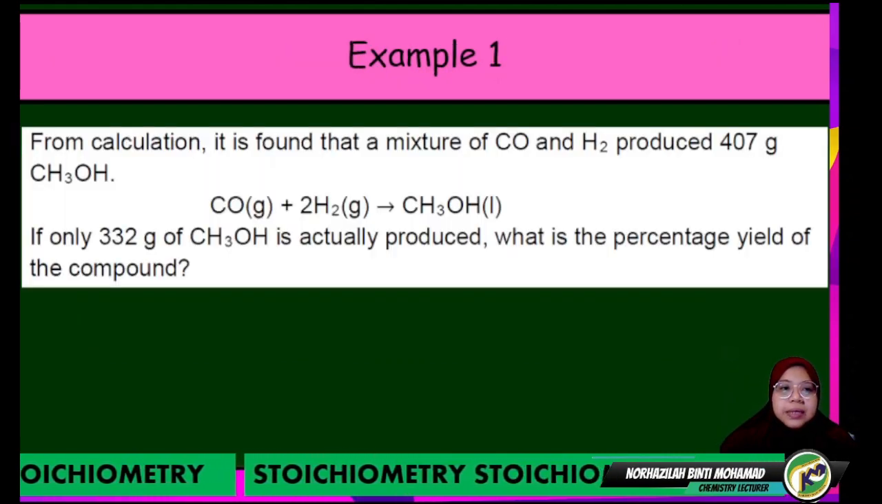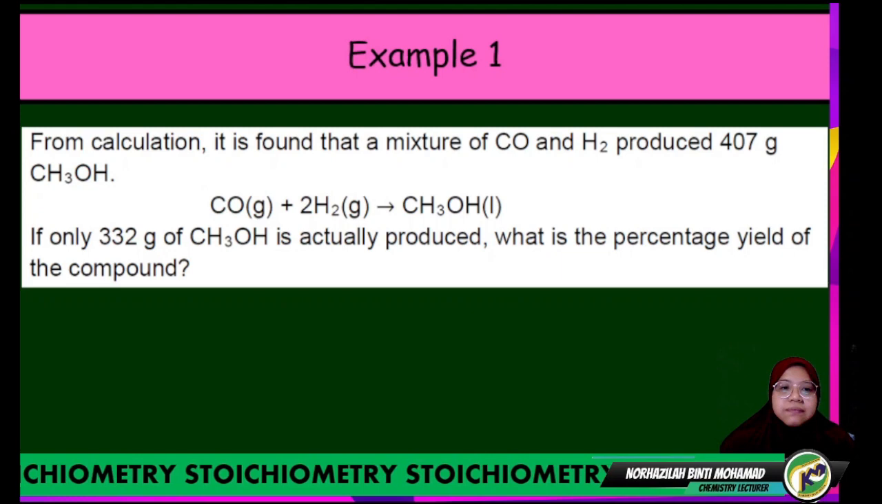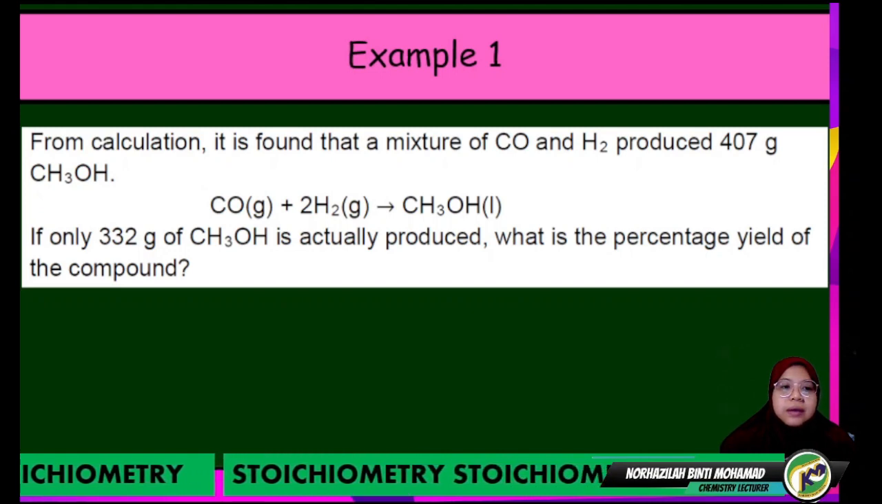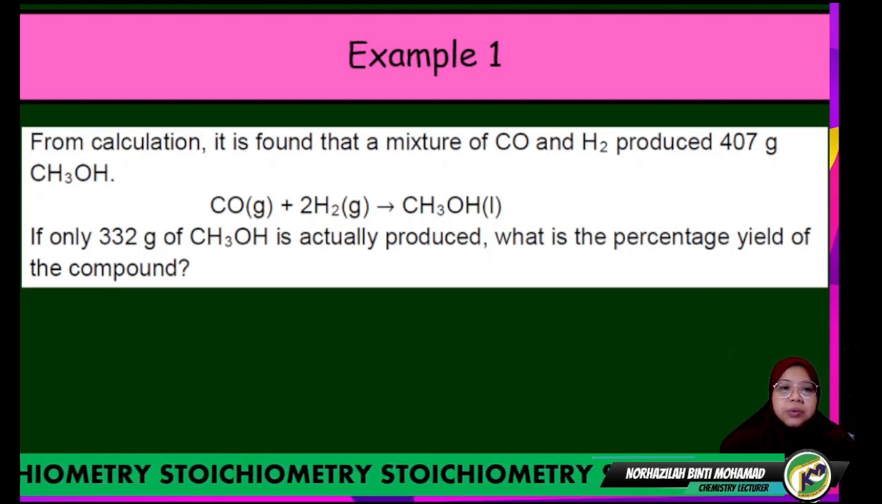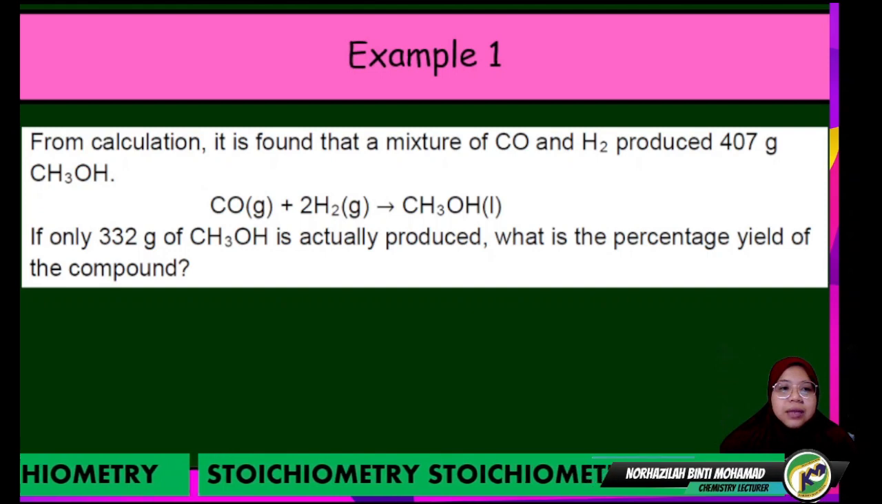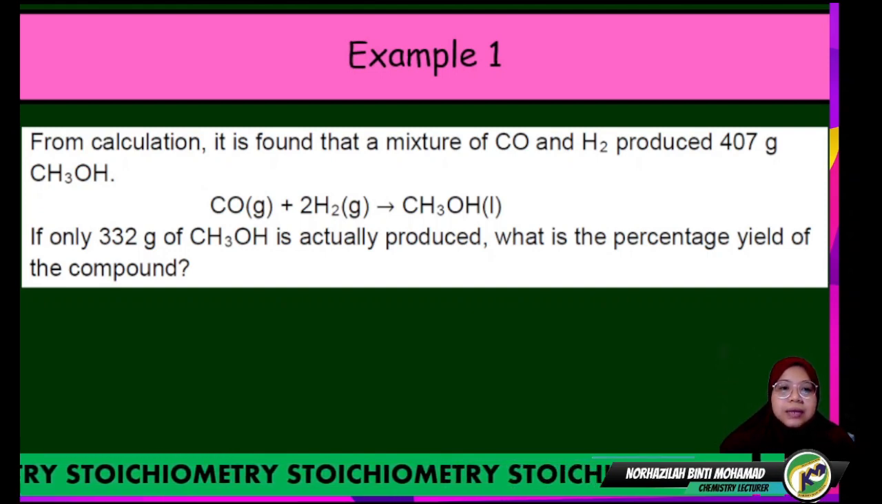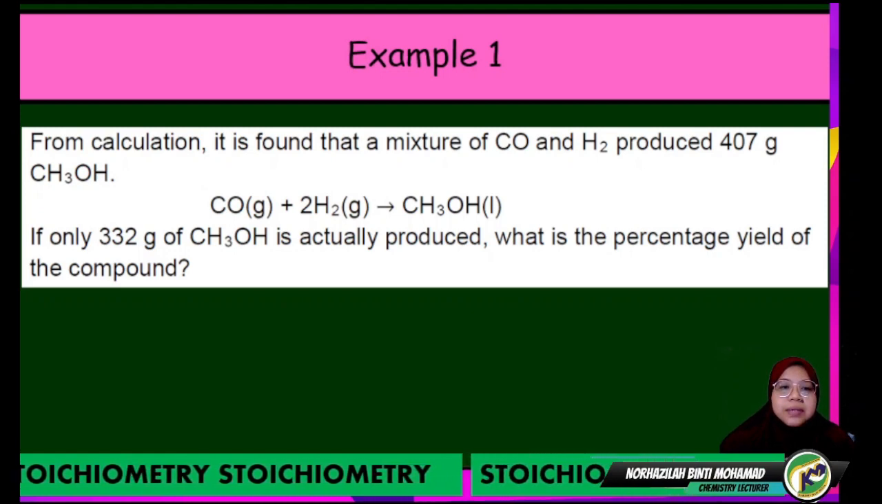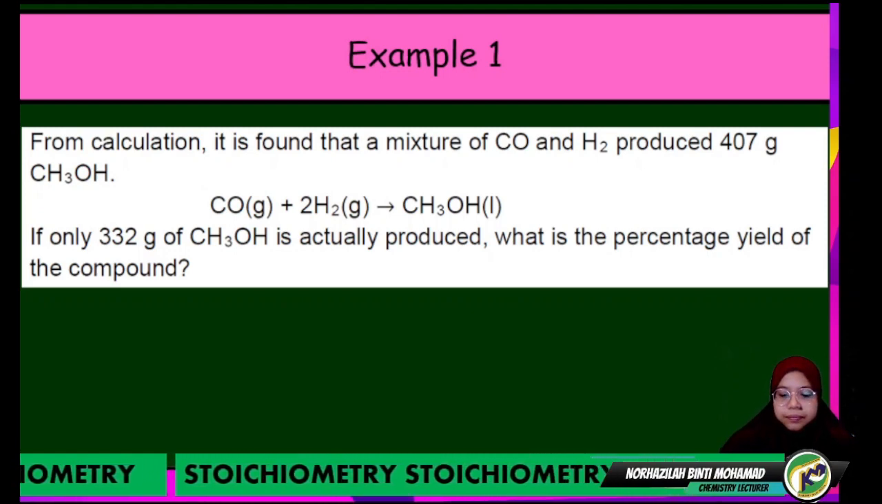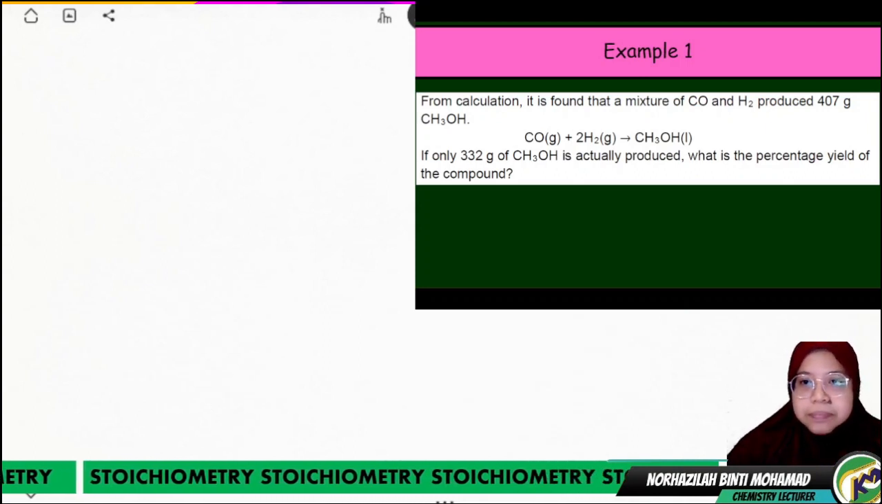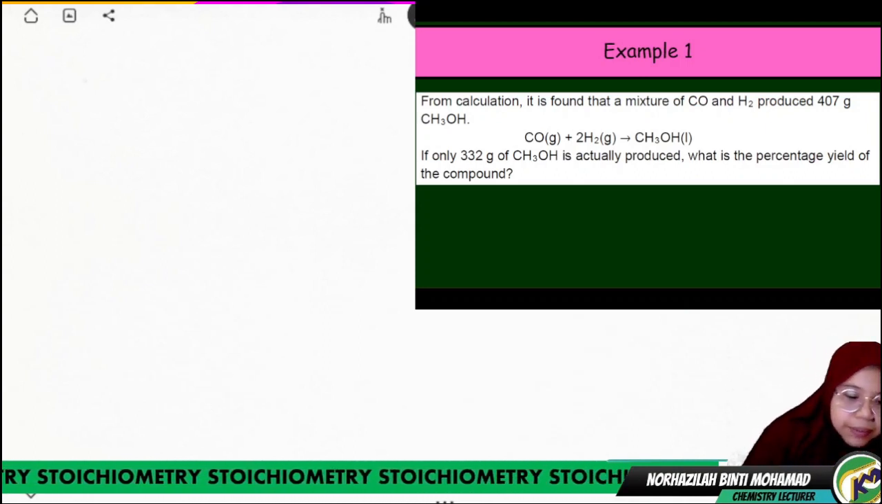So for example, from calculation, it is found that a mixture of CO and hydrogen produces 407 grams of methanol. So I have the equation: 1 CO reacts with 2 hydrogen to produce 1 methanol. So if only 332 grams of methanol is actually produced, what is the percentage yield of the compound? So from this example, it asks us to calculate the percentage yield.